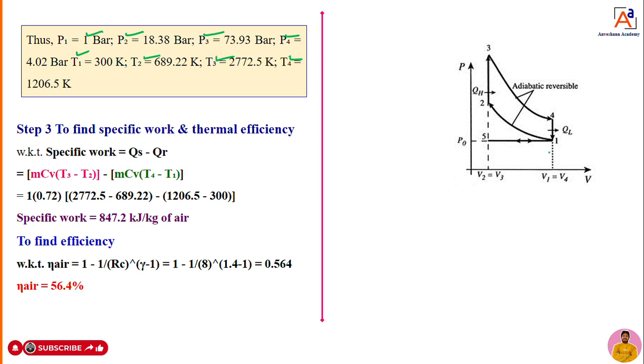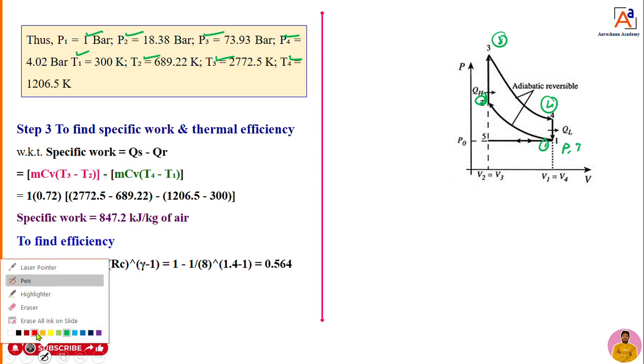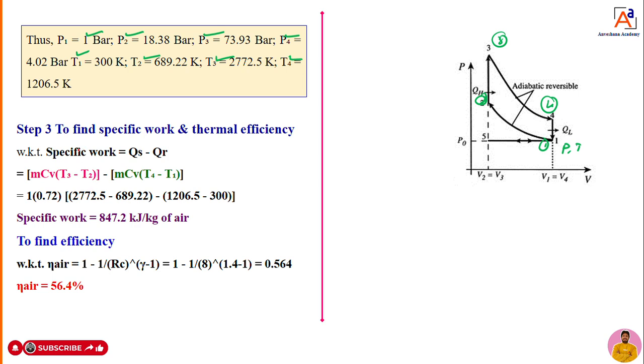That means pressure and temperature at points 1, 2, 3 and 4, you calculated all the values. Now what is the next step? Next you need to calculate the efficiency and work done. To calculate the efficiency we require the work done. How to calculate the work done?